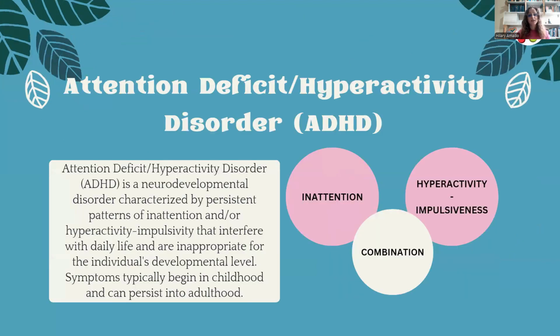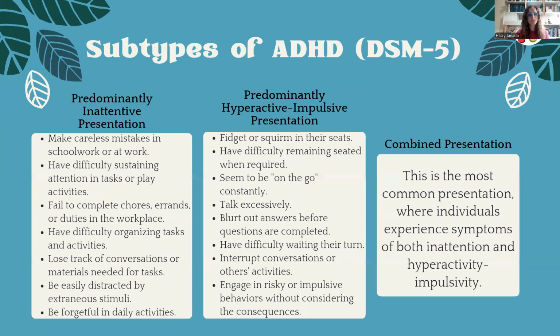In terms of attention deficit hyperactivity disorder, ADHD, this is a neurodevelopmental disorder characterized by persistent patterns of inattention and/or hyperactivity or impulsivity that interfere with daily life and are inappropriate for the individual's developmental level. Symptoms typically begin in childhood and can persist into adulthood, and you're going to see that combination of inattention and hyperactivity and impulsiveness.